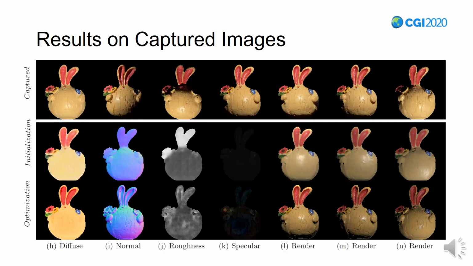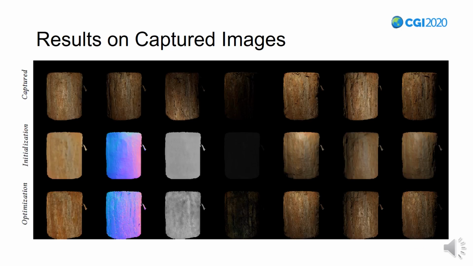This slide is about results for the Adobe Rabbit. It shows that our method is able to reproduce strong specular effects. This is the result for a wooden ornament. It demonstrates that our method is able to handle diffuse effects.